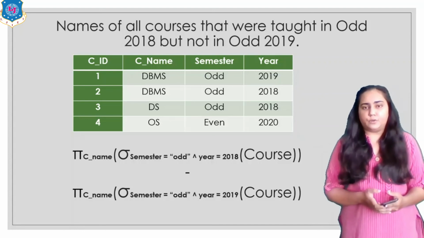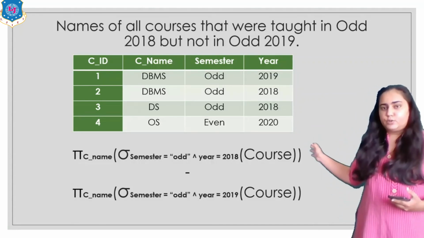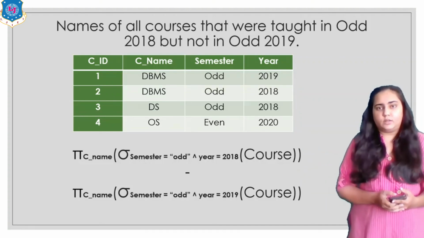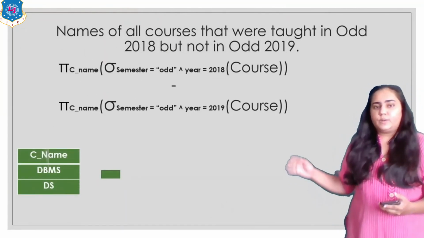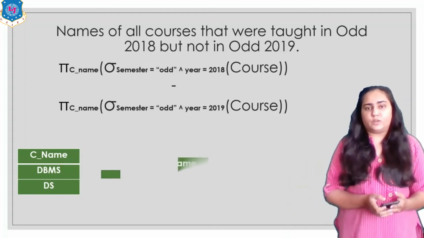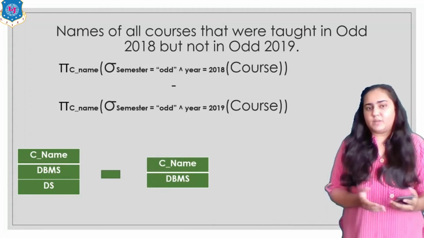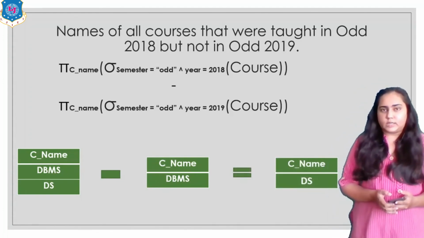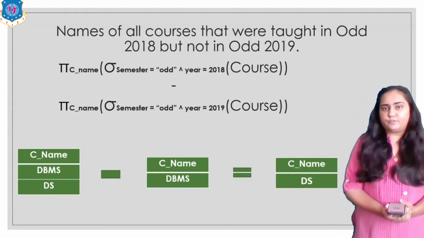So what it fetches for you are courses that were taught in ODD 2018, which you're fetching here. From this, those that were taught in ODD 2019 are subtracted. So it looks like this. First, you have DBMS and DS, which you have picked. Now from DBMS and DS, we are going to subtract the only course that was taught in ODD 2019, which is DBMS, which as a result leaves us with only DS. So this is how you can apply set difference.